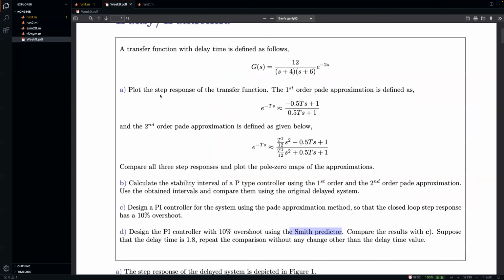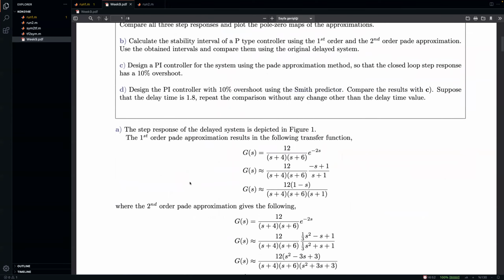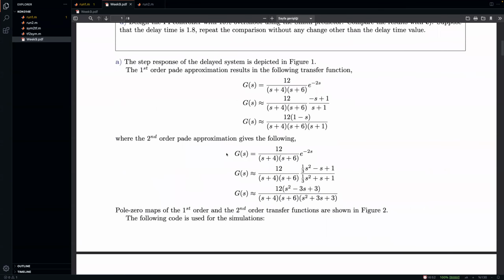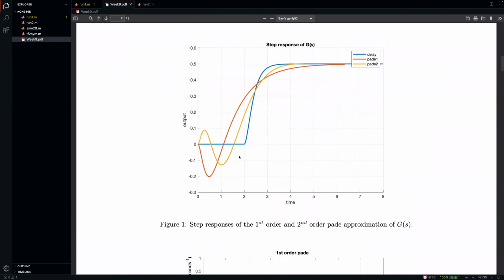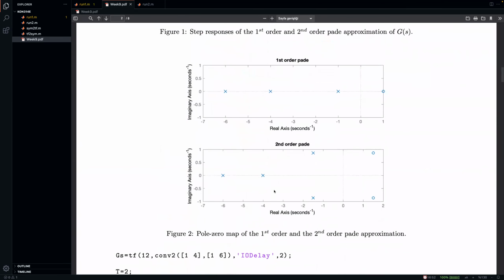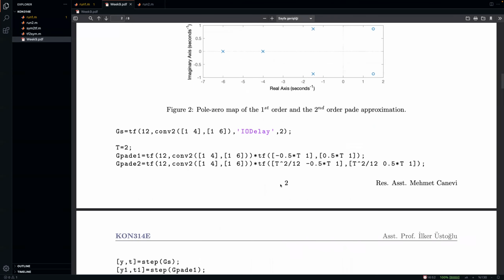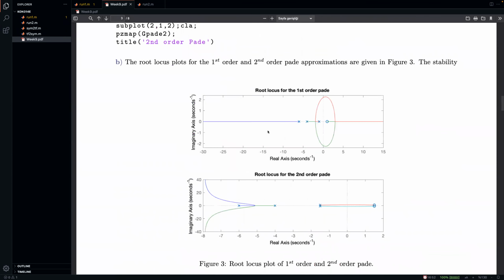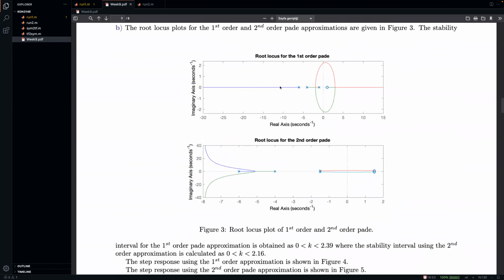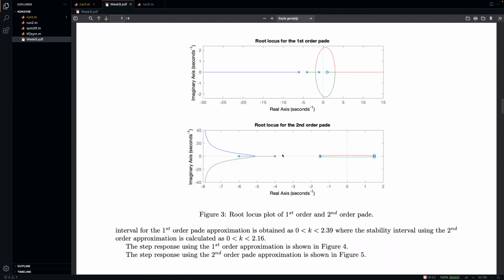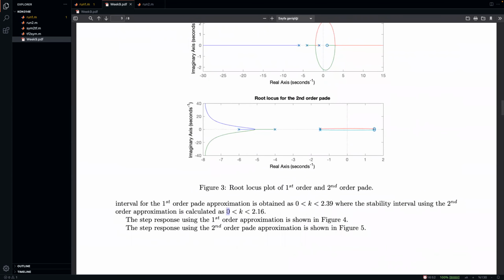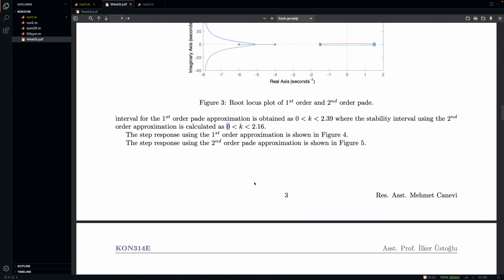So let's conclude our discussion of today's lesson, which is about delay and dead time. You can see in the PDF we have step-by-step explanations, all the pole and zero spreads, and there's also the code which we've used to generate these plots. For the stability interval, we've used basically the root-locus plots. Here it's not 0, there's a mistake, it should be -2, as we've seen today.